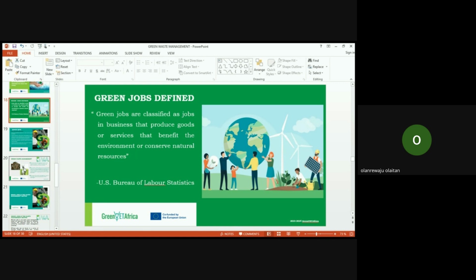Then another important one is the use of circular economy as an approach to promote green waste management, whereby we look for alternatives and also emphasize reduction of materials at the inception of our operation, and find alternative means of integrating some of these materials back into the operation.